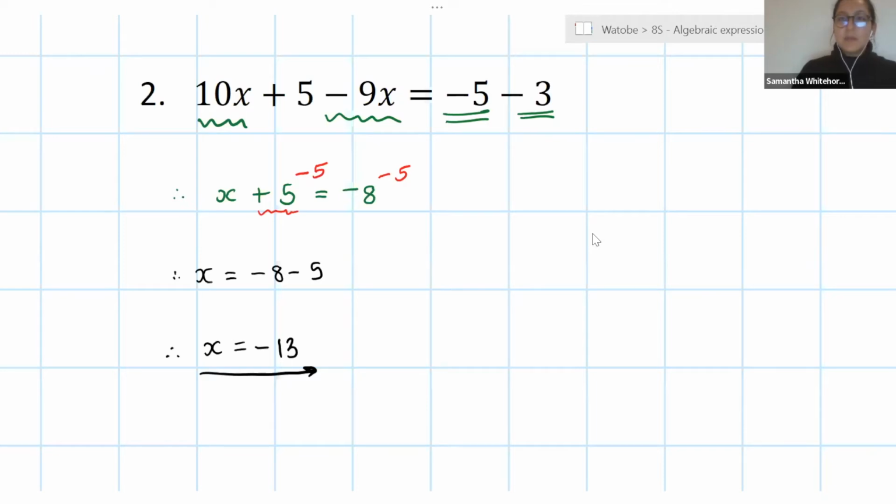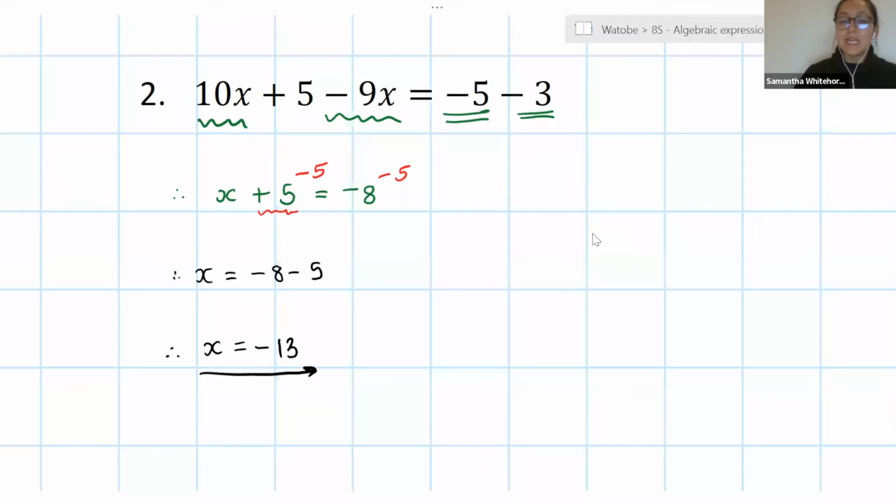So guys, just remember, all I did here was add the like terms before I even started solving the equation, just to neaten it up a bit. And then I saw that if I wanted to get just x on the left-hand side, I needed to use my opposite operation. So I needed to minus 5 on both sides in order to get x alone.